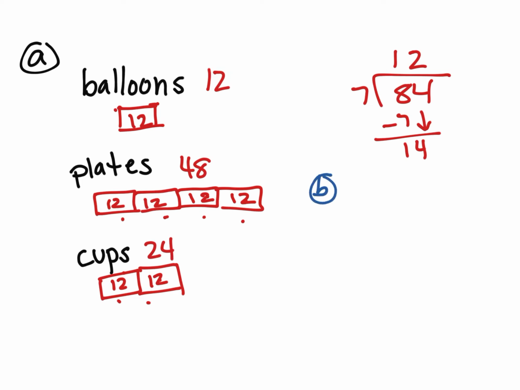Part B says Tammy brought 12 balloons to the party. How many total balloons were at the party? Well, we started with 12, and Tammy brought 12 more. So we have a total of 24 balloons now.